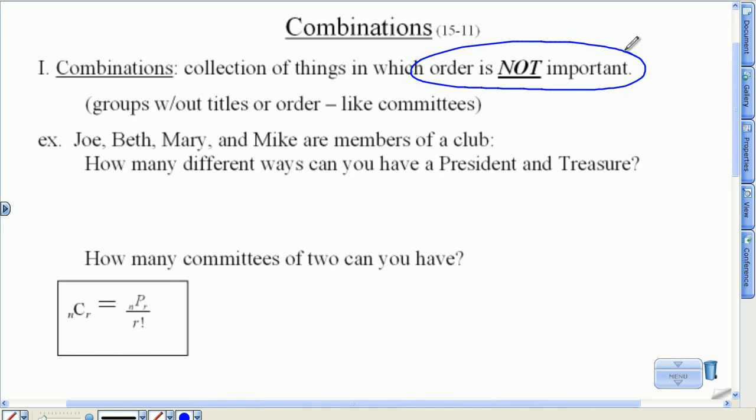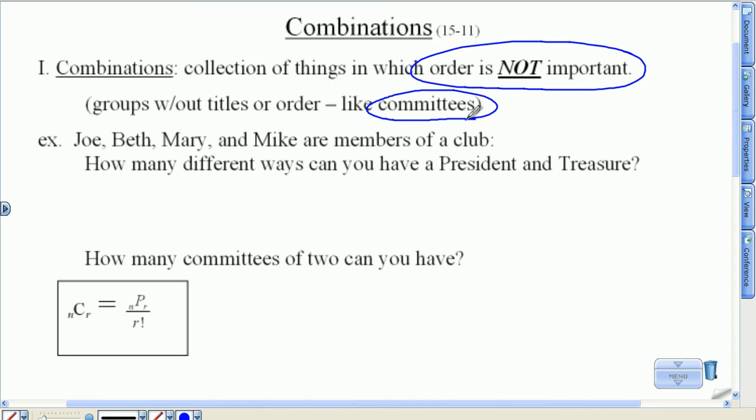In permutations, typically you're given jobs. You saw we had problems with batting order, people lining up. Combinations is not like that. You are picking club members. You're picking people for committees. The magic word with combination is committee.